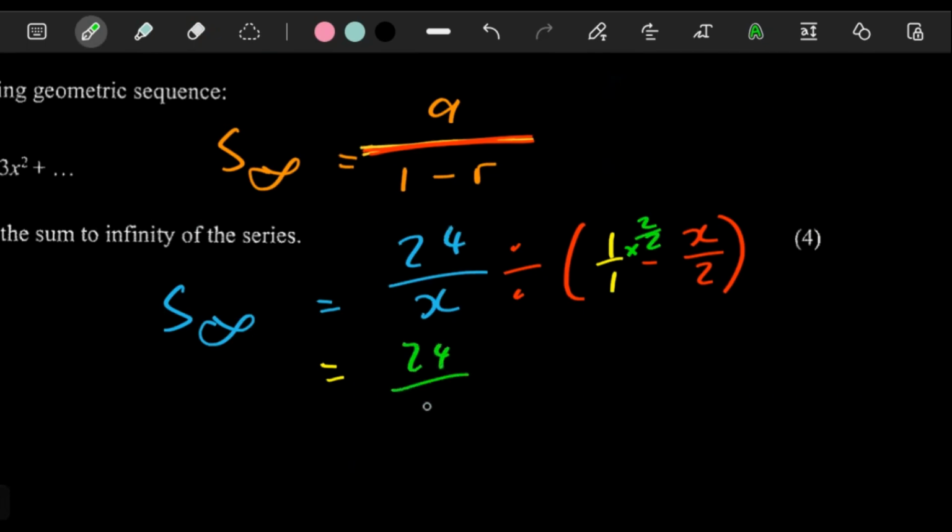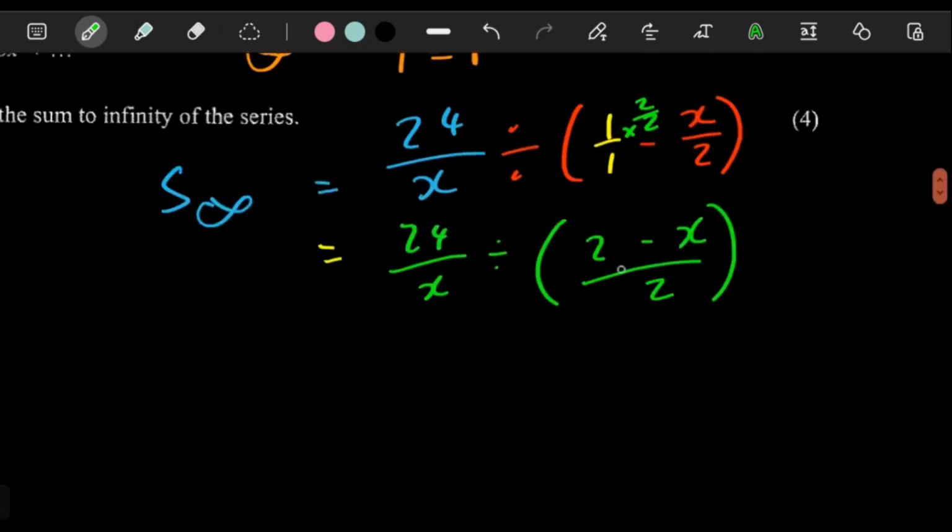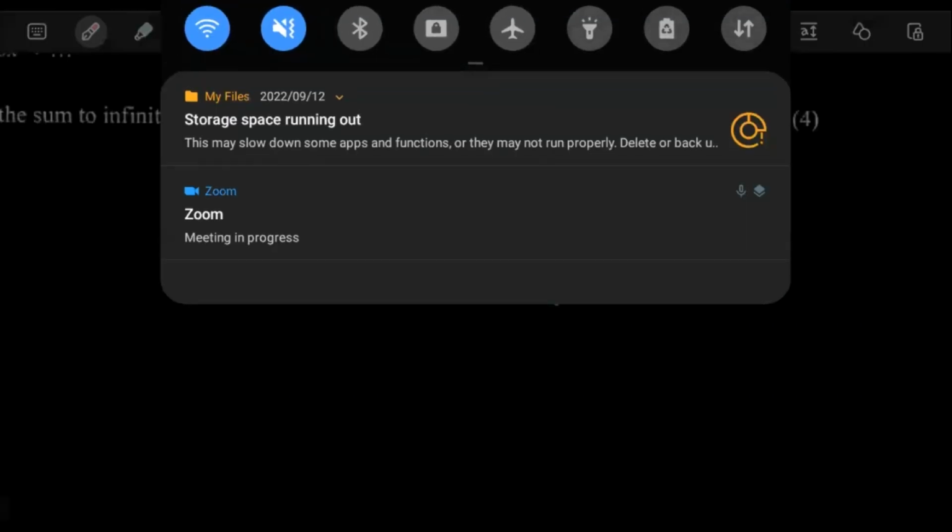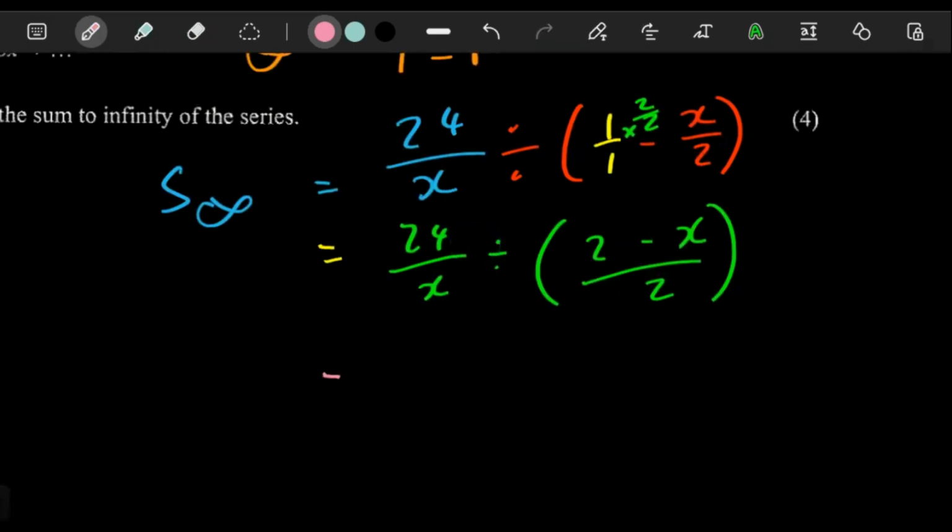Meaning in that bracket, you're going to have 2 times 1 is a 2, and the denominator is just a 2. So now that you have one fraction with the same denominator, you can now flip it over and then multiply. So this is 24 minus x. This changes to a multiplication symbol, and you flip this over. There's a 2 on top, and then you have here 2 minus x.